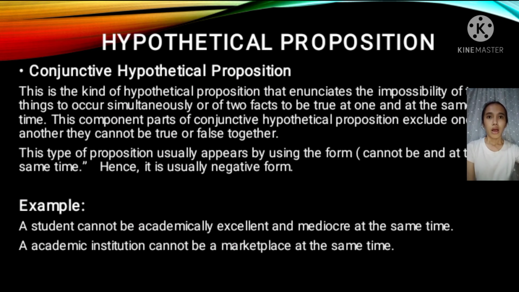Example, a student cannot be academically excellent and mediocre at the same time. An academic institution cannot be a marketplace at the same time. The negative form is the cannot be at the same time. Therefore, this may be called the conjunctive hypothetical proposition.